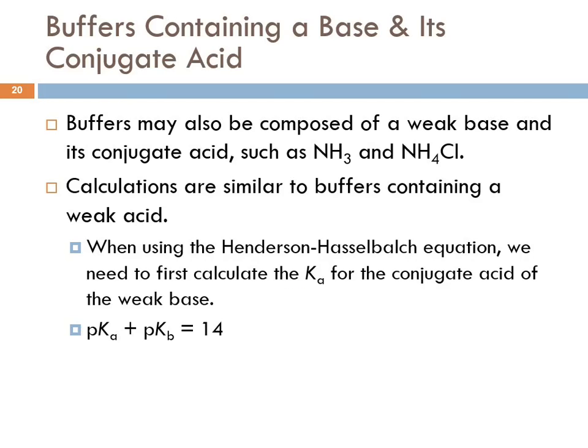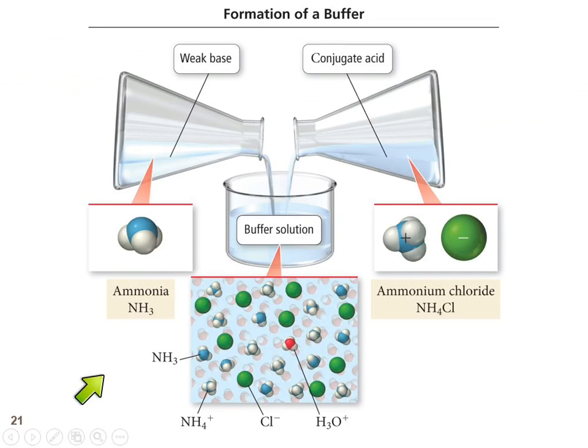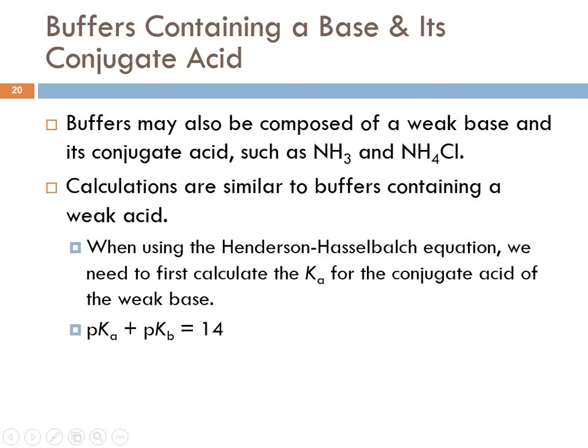And what do you get when you're dealing with weak bases? They tell you what the Kb is. Well, we can figure it out. pKa plus pKb is equal to 14. So if you're given Kb, you can find the pKa that way. I don't think we're going to do an example of that.